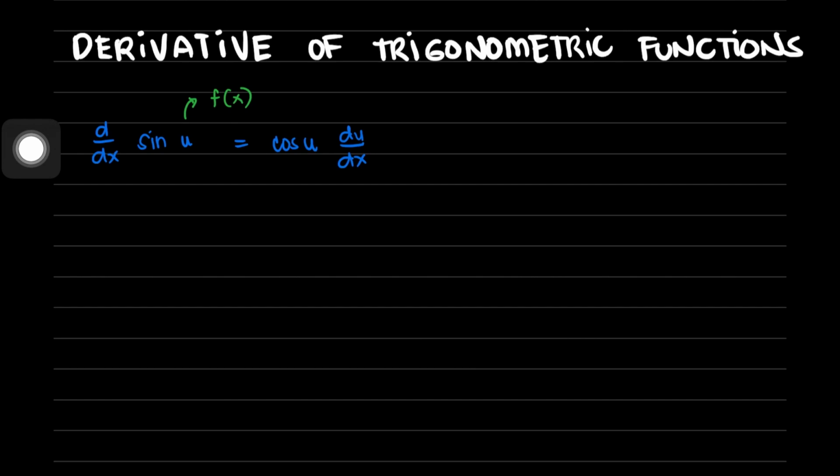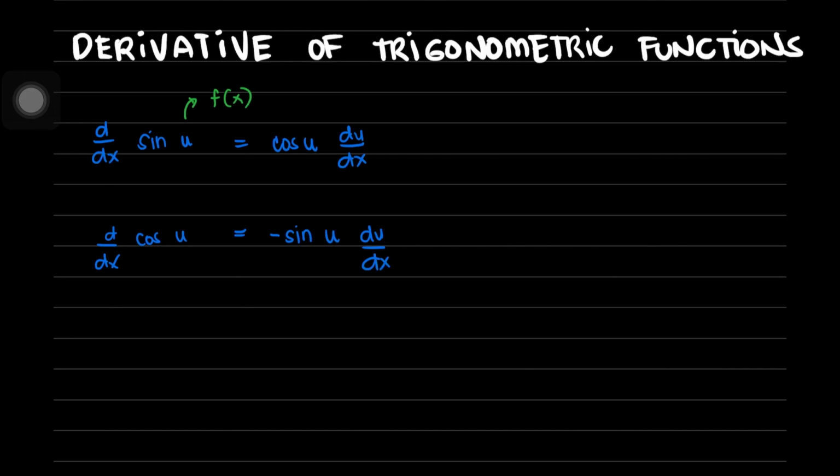Next, for the derivative of cosine of u with respect to x, again, where u is a function of x, then this would now be equal to negative sine of u multiplied by du over dx. For the derivative with respect to x of tangent of u, where u is also a function of x, then this would now be equal to secant squared of u multiplied by the derivative of u with respect to x.